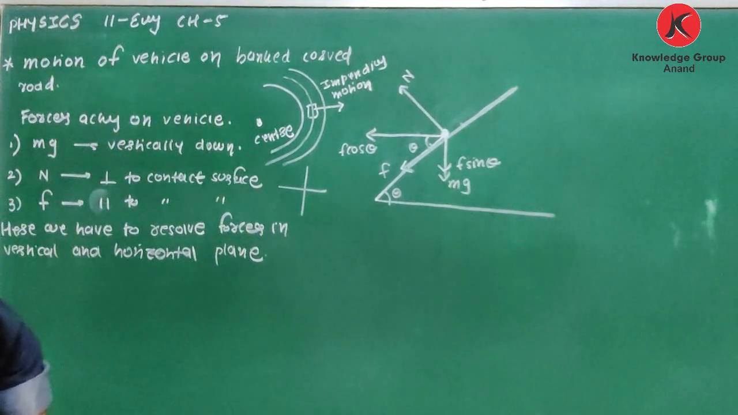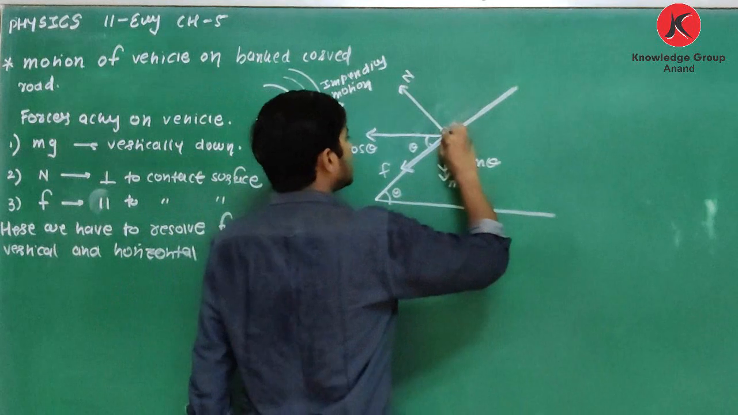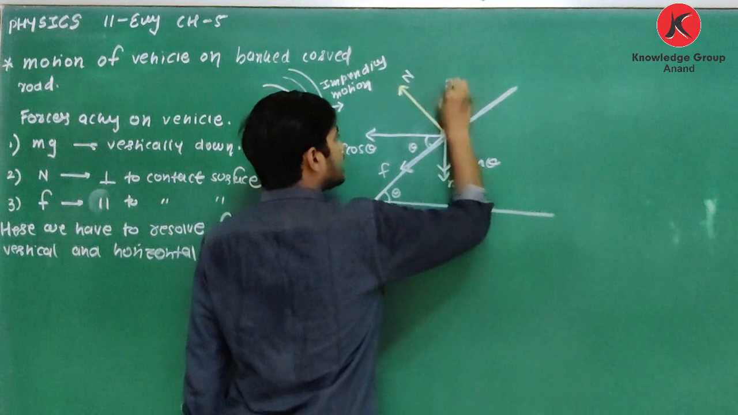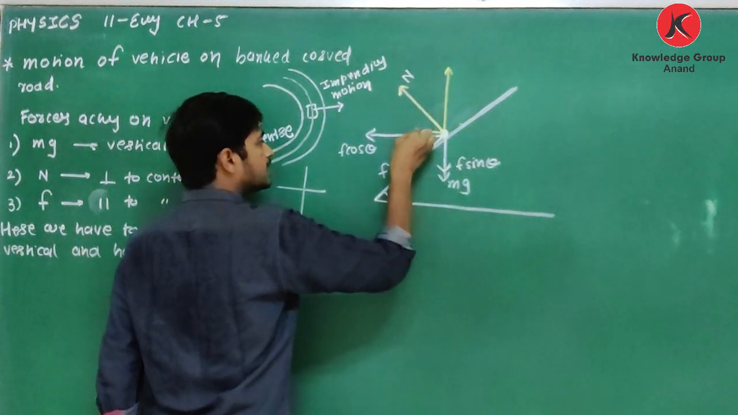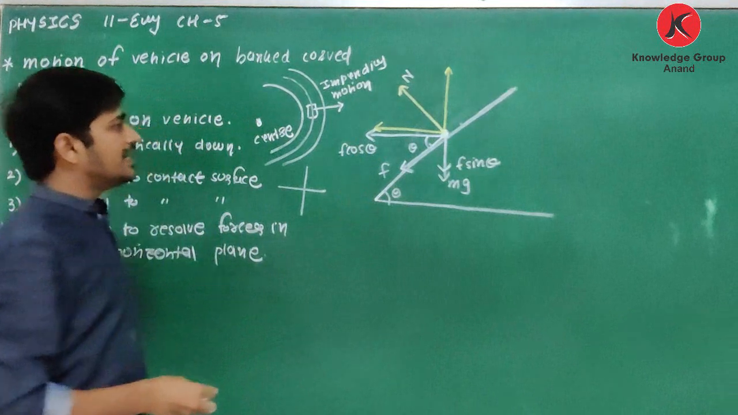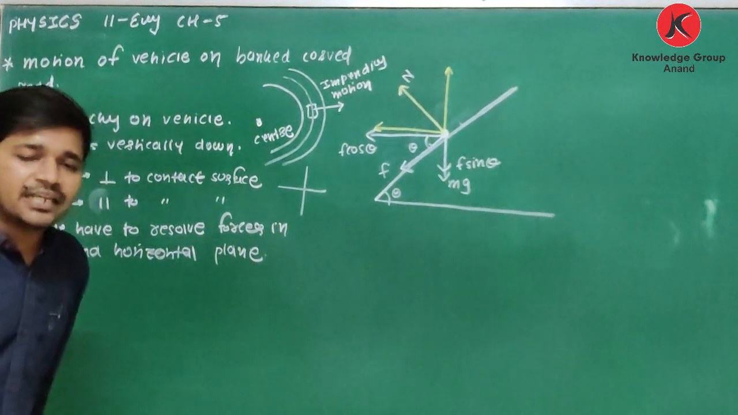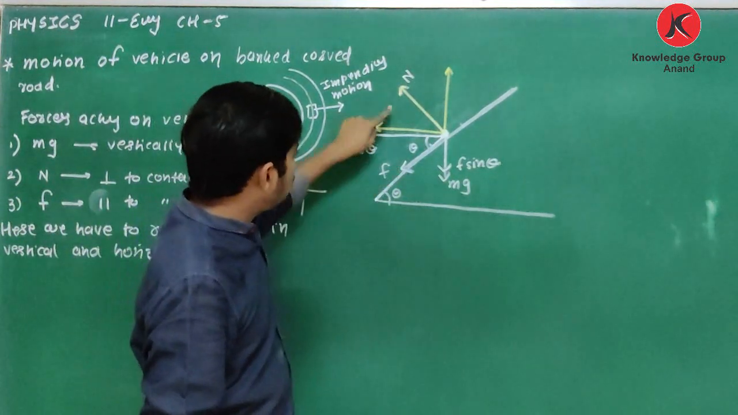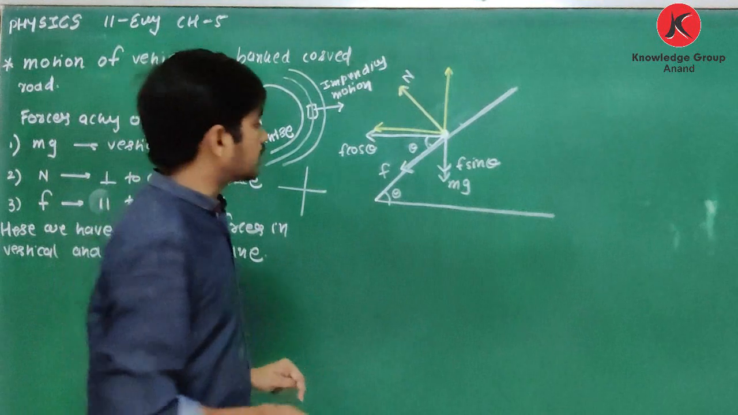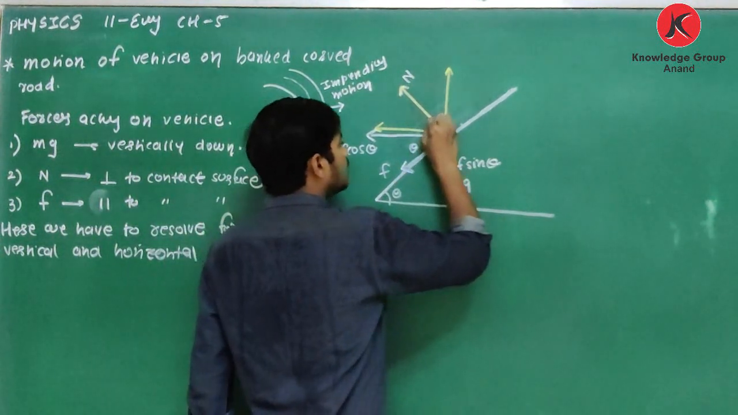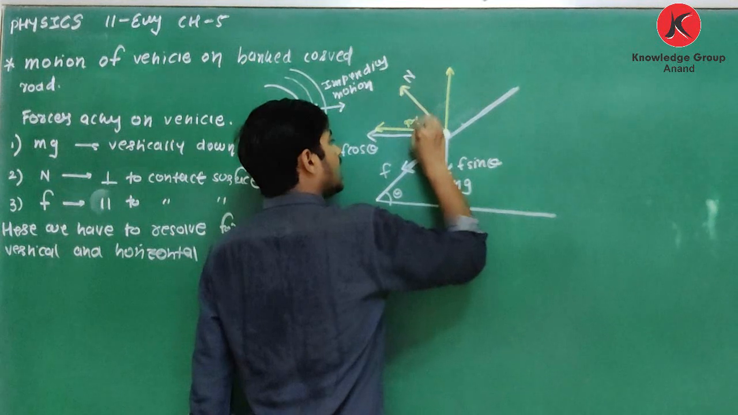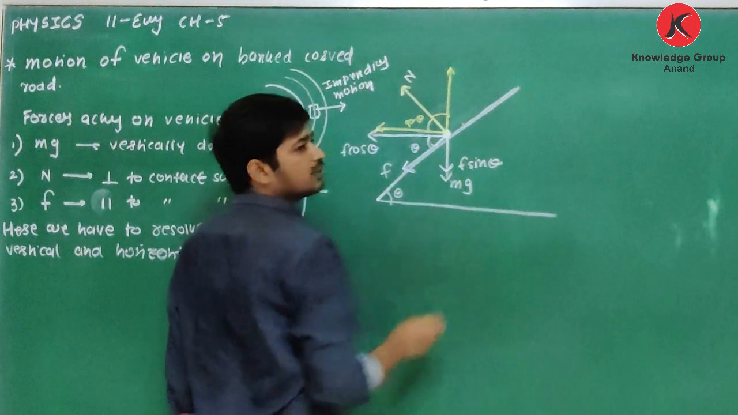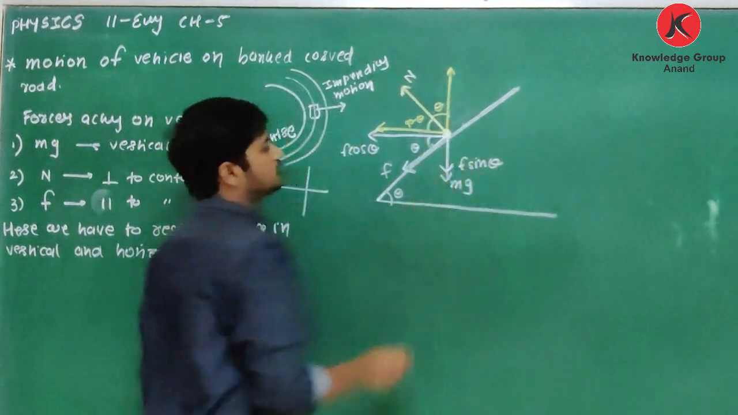Okay, now I will resolve the normal force in two components. It is the normal force, so it has two components: one in the vertical plane and one in the horizontal plane. Again, to find components we need the angle. We know that friction force and normal force are perpendicular to each other. So if this angle is theta, this angle will become 90 minus theta. And since one is the horizontal plane and the other the vertical plane, the angle between them is 90, so this angle will become theta.